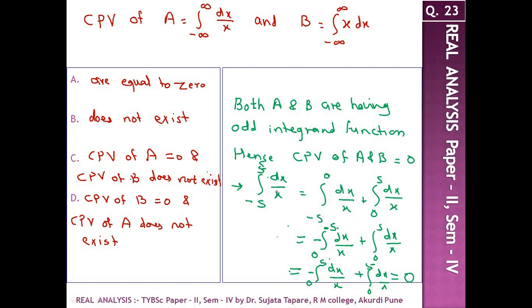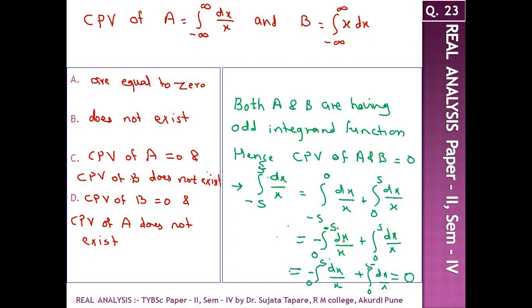See, look at how to find CPV. Integration minus s to s dx upon x. Here we replace the infinity limits by minus s to s, and finally we will take the limit when s tends to infinity. So that is equal to integration minus s to 0 dx upon x plus integration 0 to s dx upon x. In the first integral we change the limit from lower to upper, so that's why we have a minus sign, 0 to minus s dx by x, the second as it is, and now replace x by minus x.